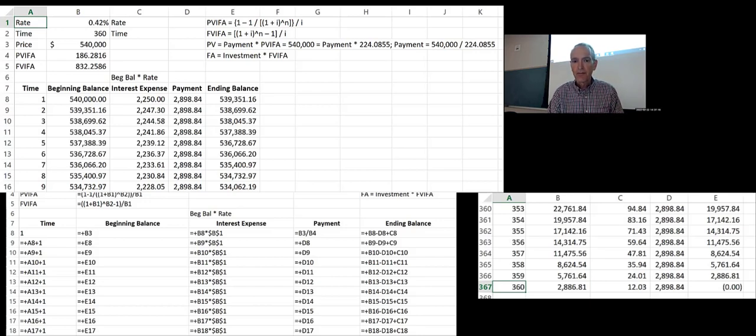But those aren't correct, because that assumes we pay the mortgage annually. What do you think we're going to do? Monthly. So why do we need to do this 3.45 to make it monthly? Divide by 12. All right, so we'll do that. Divide by 12.